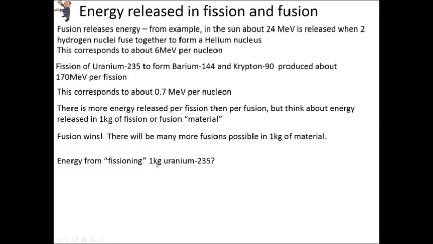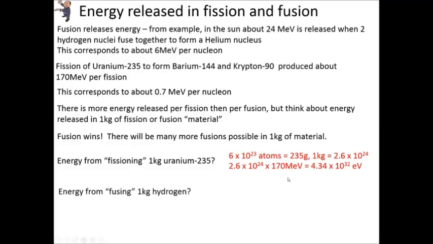The energy from fissioning 1 kilogram of uranium-235, well, 235 grams of uranium contains 6 times 10 to the 23 atoms. So if we just factor this up, 1 kilogram is going to give us 2.6 times 10 to the 24 atoms. Now each of these are going to give us 170 MeV. So if we split up all of those atoms, each with a nucleus, then we're going to get that many times 170 mega electron volts, which will give us 4.34 times 10 to the 32 electron volts.